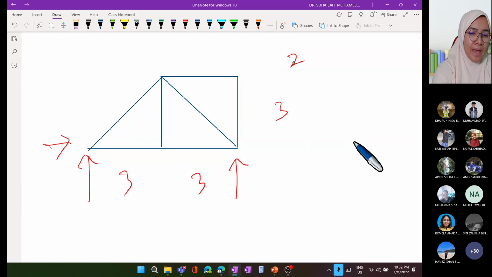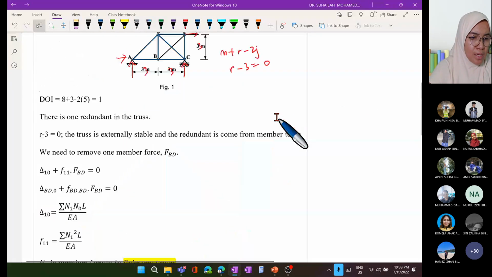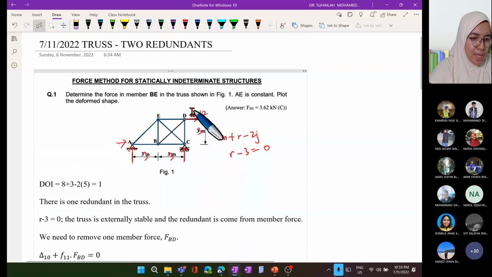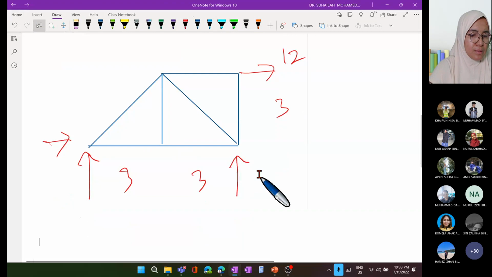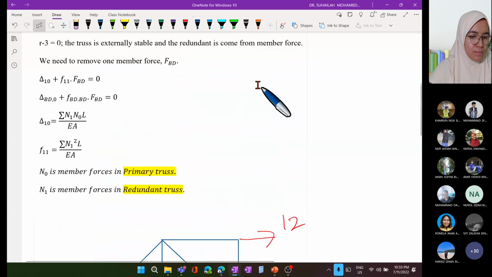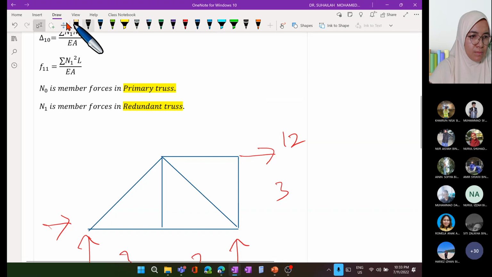So in primary, I have to remove external loading 12 kilonewton. Okay, so I forgot to put the labels A, B, C, D, E. So this is primary truss. This is A.